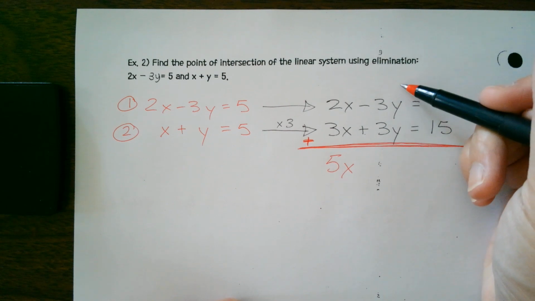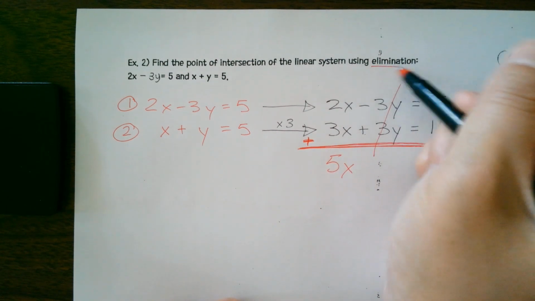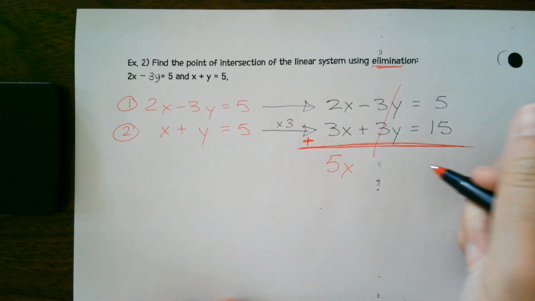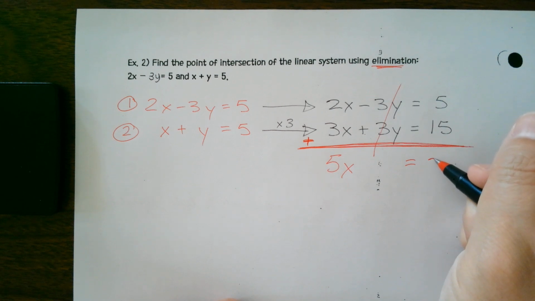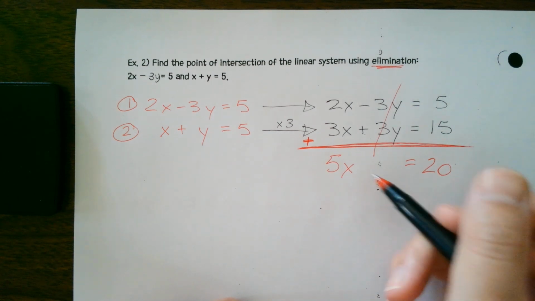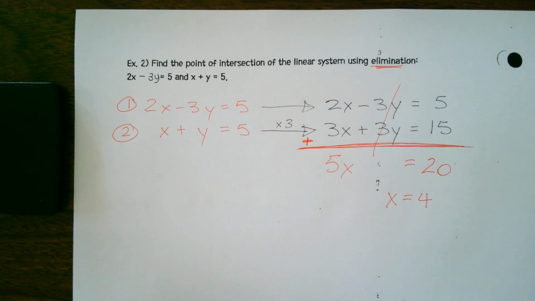What happens to it? Yeah, they're gone. Eliminate it. That's why the word elimination. And then 5 plus 15? 20. Yes. Thank you for answering my question. All right. And so what is x then? 4. That's right.